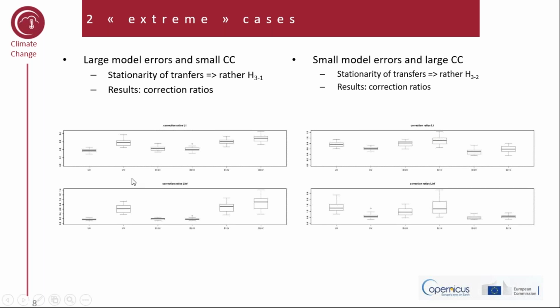So here we have for the large model error and small climate change, what is called the horizontal bias adjustment giving better results than the vertical bias adjustment, and the contrary is true when we have small model errors and large climate change. Here we have 2 types of distances, this is why we have 2 graphs for each case. We used two types of distances between the distributions. One is just the L1 distance and the other one is L infinity, which is based on the max difference between both distributions.